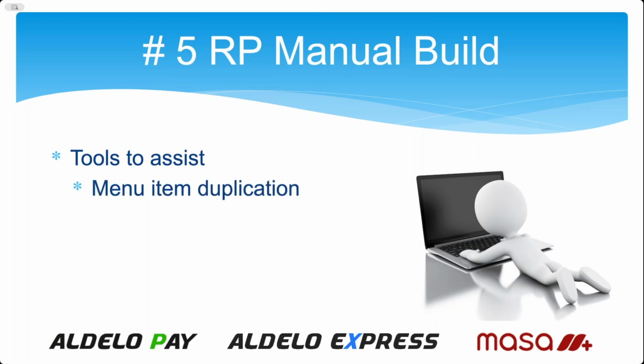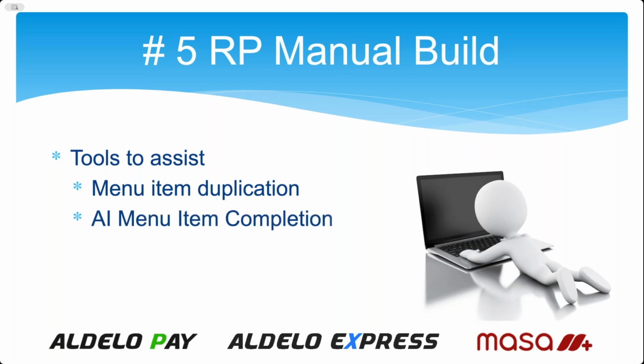There's menu item duplication, in that you create the first menu item in that category, assign the color of the button, the routing, and the modifiers, and when you're done with that first item, you then duplicate that item. Then all you have to do is enter in the description and the price. It just duplicates everything else about that menu item. Makes it very fast to do.